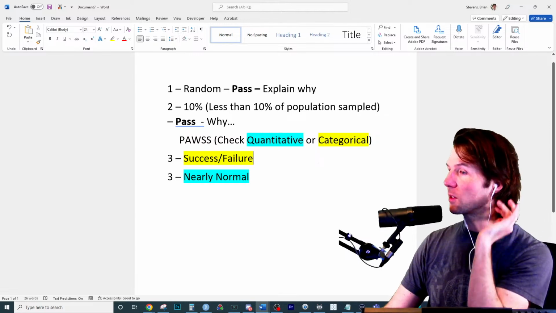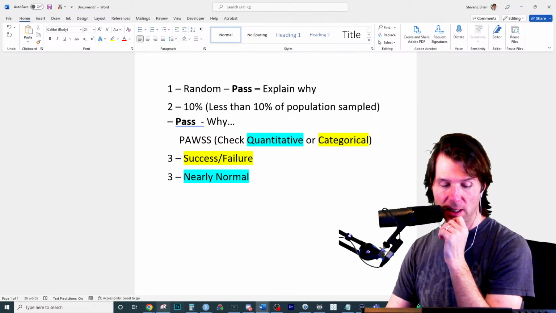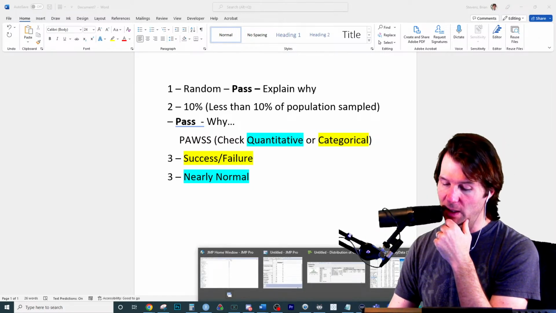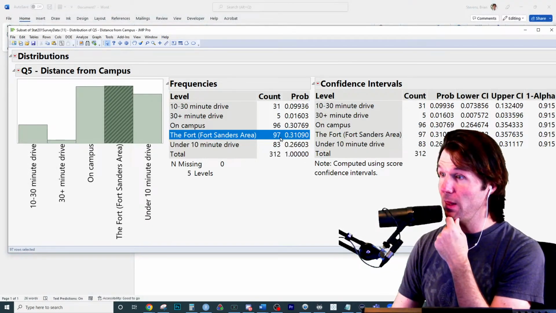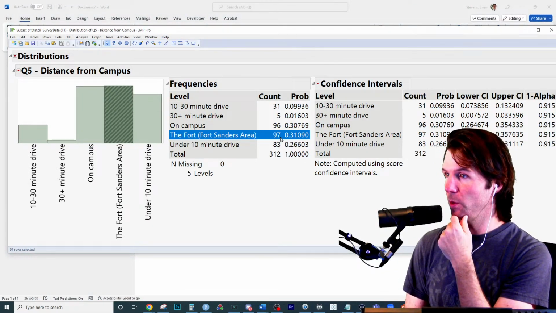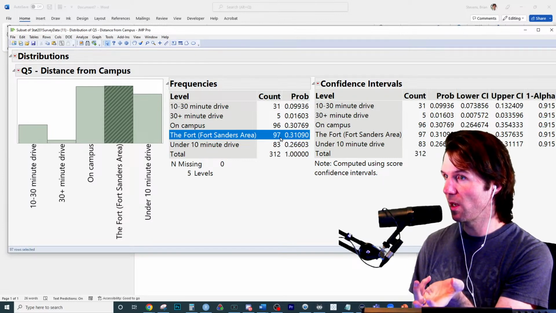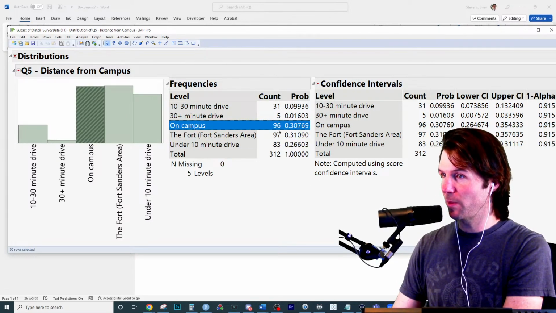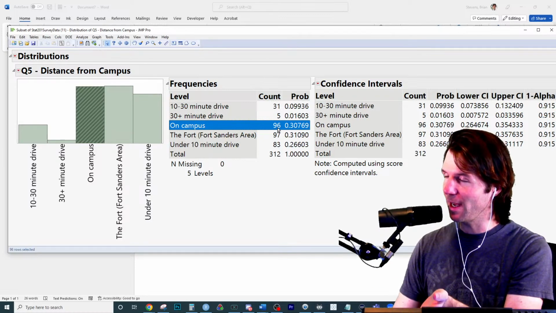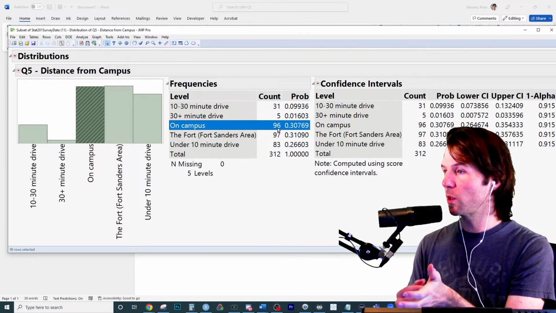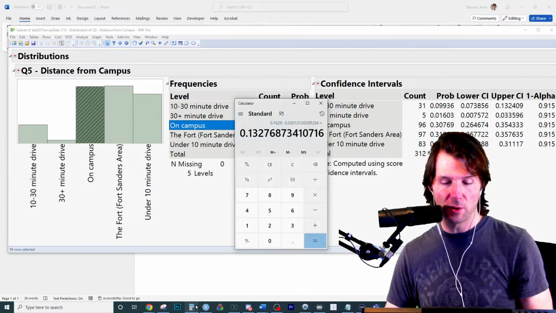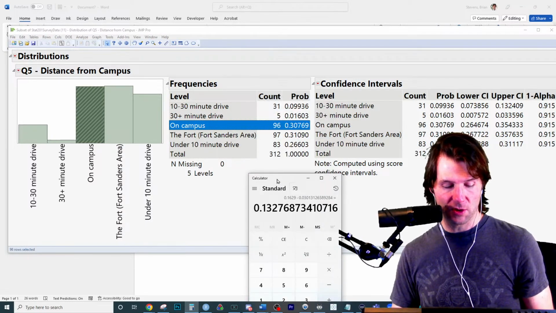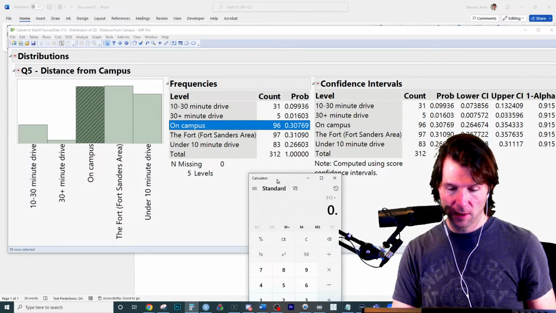Now, to check to see if there's at least 10 successes and at least 10 failures for my problem, I need to do the following. Are there at least 10 students in my sample who lived on campus? Yes. Are there at least 10 students in my sample who lived on campus? So that's actually X. Yes. This is also n p-hat. And just to show you, n right here is 312 times p-hat.